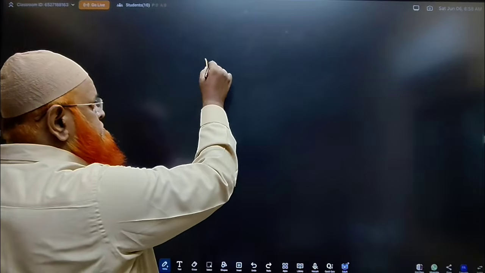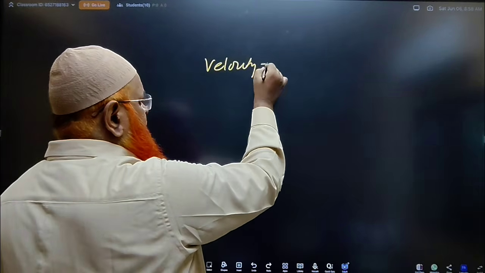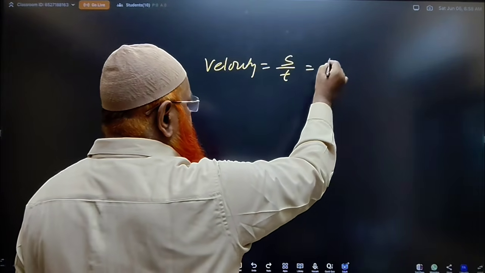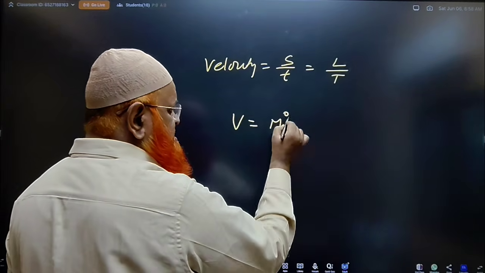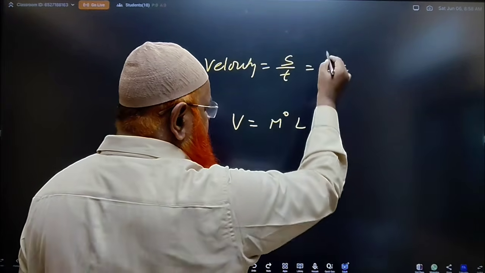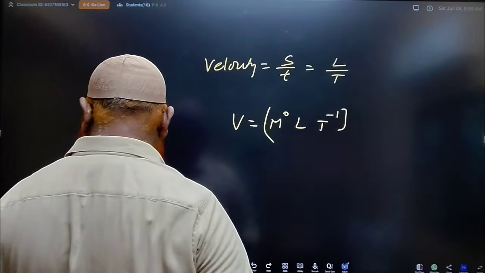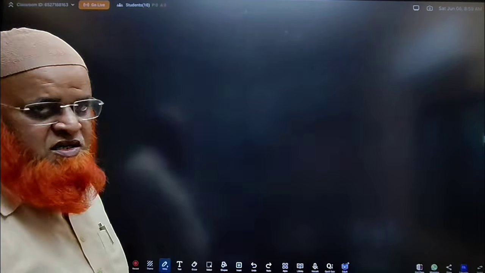Next quantity, velocity. Velocity means displacement by time. Displacement means length and time is T. So here, mass is not present. So M power 0, L, and T comes to the numerator and becomes T power minus 1. That is going to be the dimensional formula for velocity.